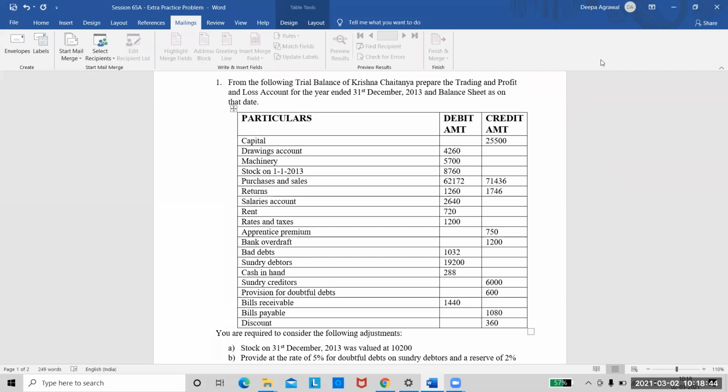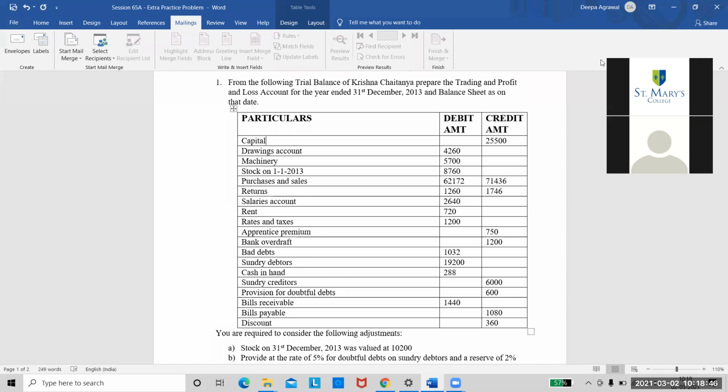So you can see the question on the screen. And the ones who are online, is the question clear on the screen? Yes, is it visible?